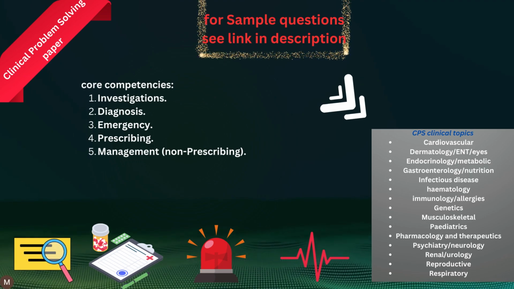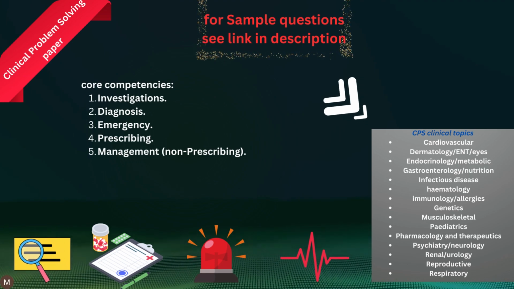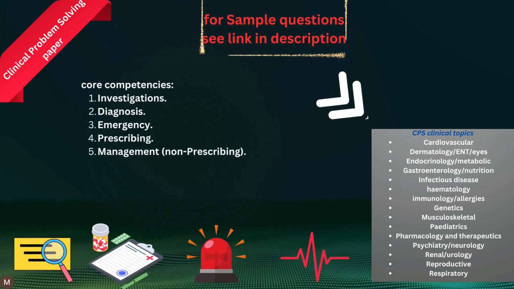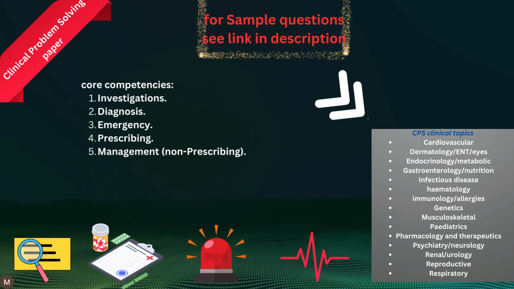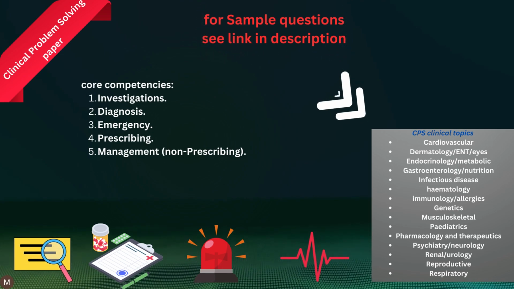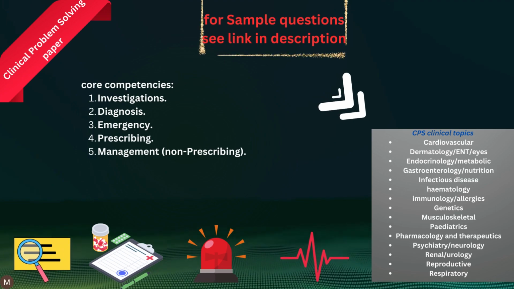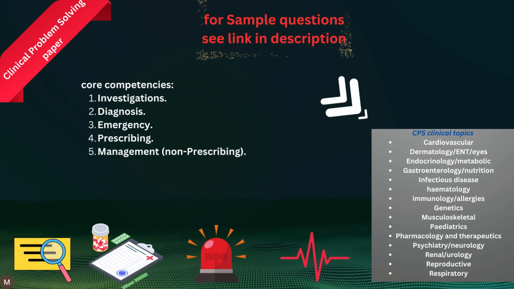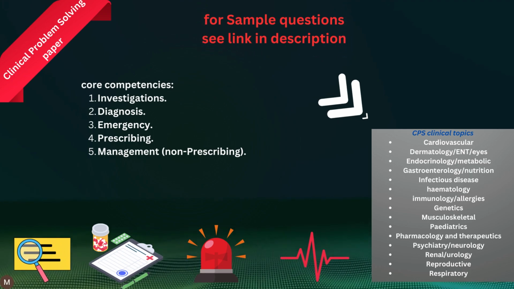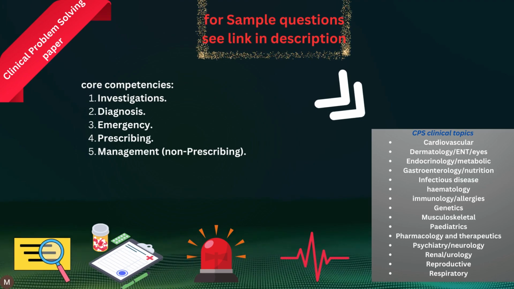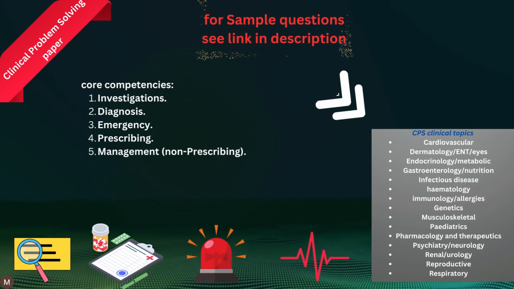The paper tests 5 main competencies: that's investigation, diagnosis, emergency, prescribing, and management. The questions are posed in straightforward language and do not test knowledge that is specific to certain areas to ensure fairness to all candidates. Half of the questions in this CPS paper are extended matching questions, and about half of them are single best answers.